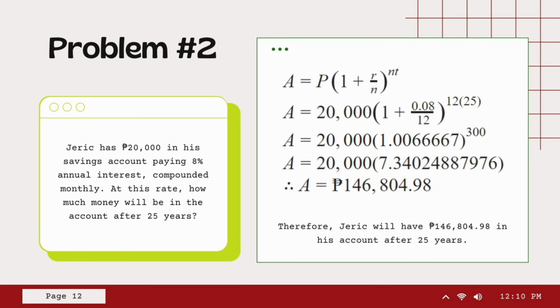Thus, A equals 146,804 pesos and 98 centavos. Therefore, Jeric will have 146,804 pesos and 98 centavos in his account after 25 years.